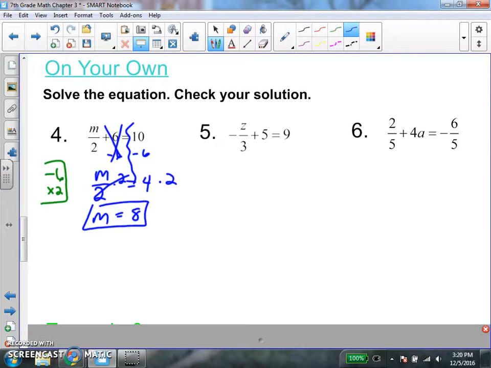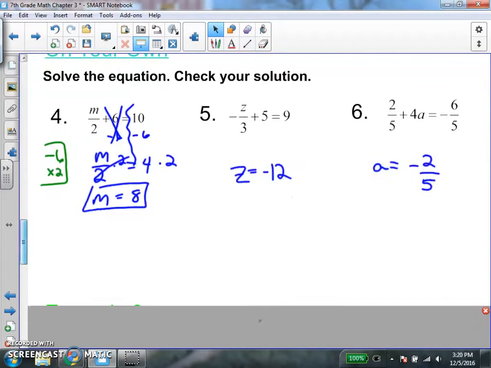I won't do 5 and 6. If you have questions, let me know. But for 5, you should get z equals negative 12. And for number 6, you should get a equals negative 2/5. Negative 2/5. Alright.